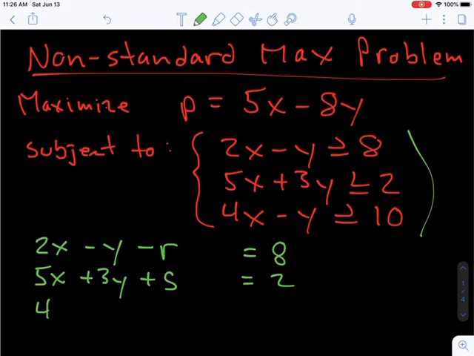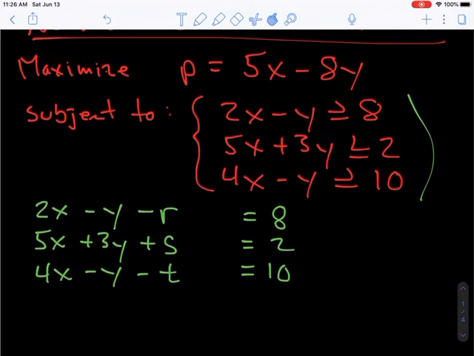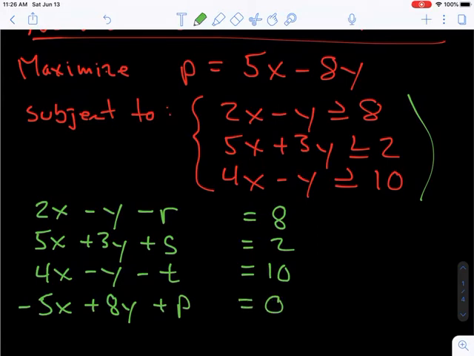And finally, for 4x minus y, again, we have a greater than or equal to, so we will want to subtract a surplus variable. And then down at the bottom, we have minus 5x plus 8y plus p equals 0. And there's our system of equations.